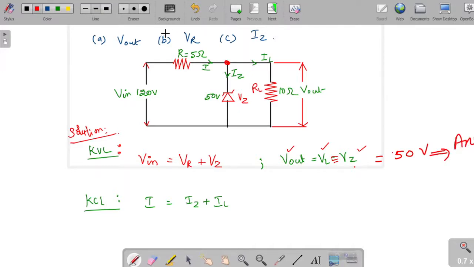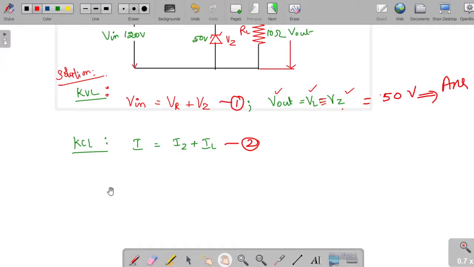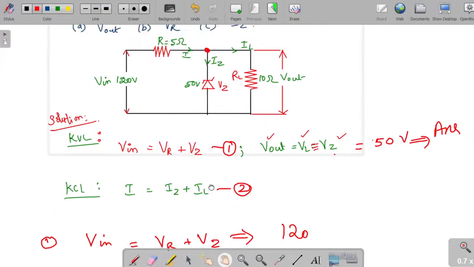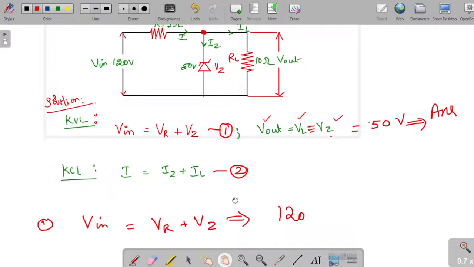Right. Then what is the second thing? The question is VR, voltage across this resistance. So for this we can use this first equation. So when you substitute in the first equation, what are all the things given? First equation is V in is equal to VR plus VZ, isn't it? So in this we can substitute V in. V in is 120 volts, that is given in the problem here. And VR we don't know, that is what we are going to calculate. And this VZ is already known to us. It is given in the problem itself.